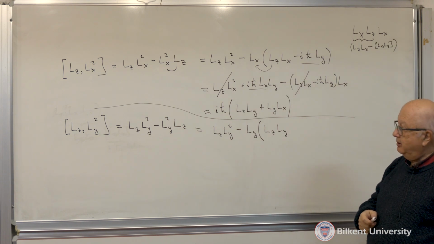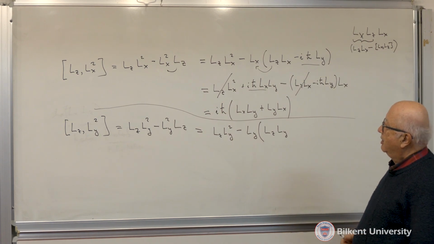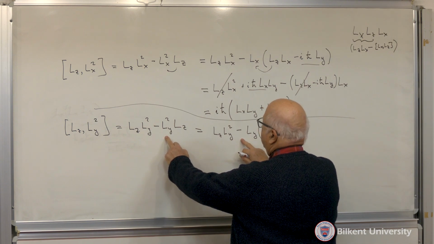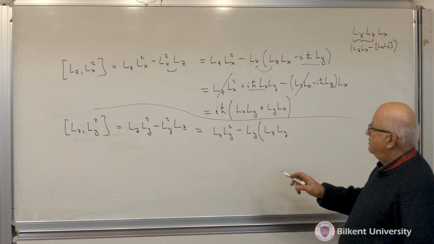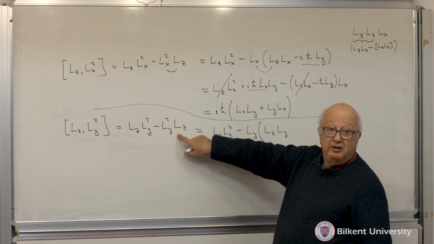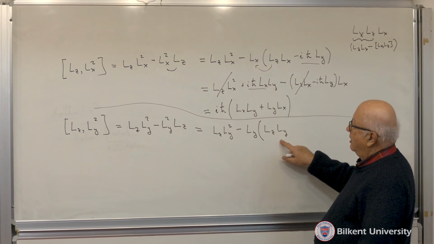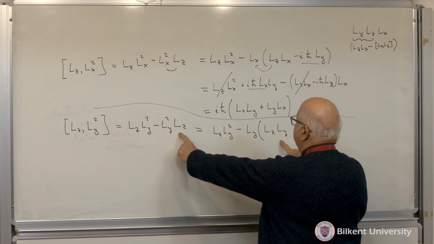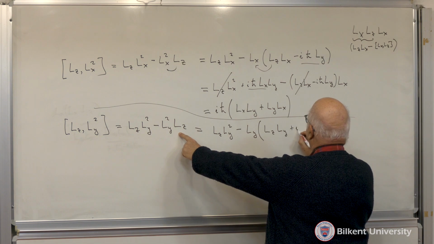Okay, all right, so let's go on. So we have Lz, Ly squared minus Ly, Lz. So we are doing it again. In place of Ly, Lz, we are putting in Lz, Ly. And the commutator of Ly with Lz, which is what? Minus i h bar Lx, right.